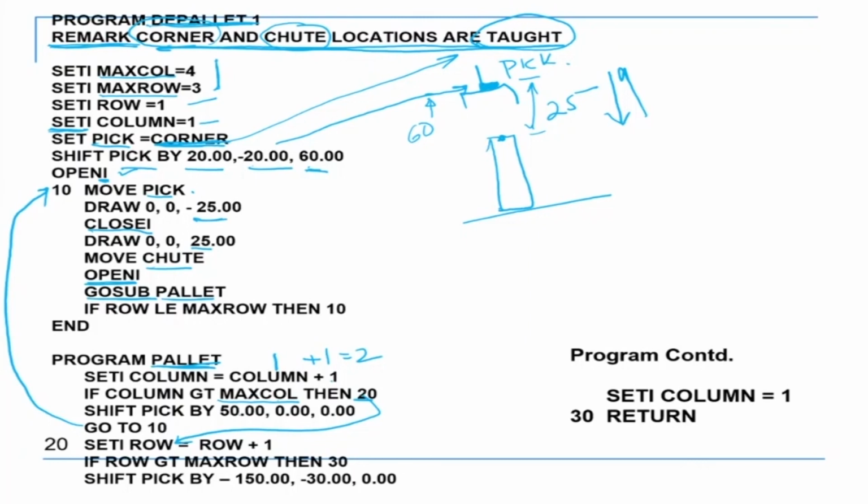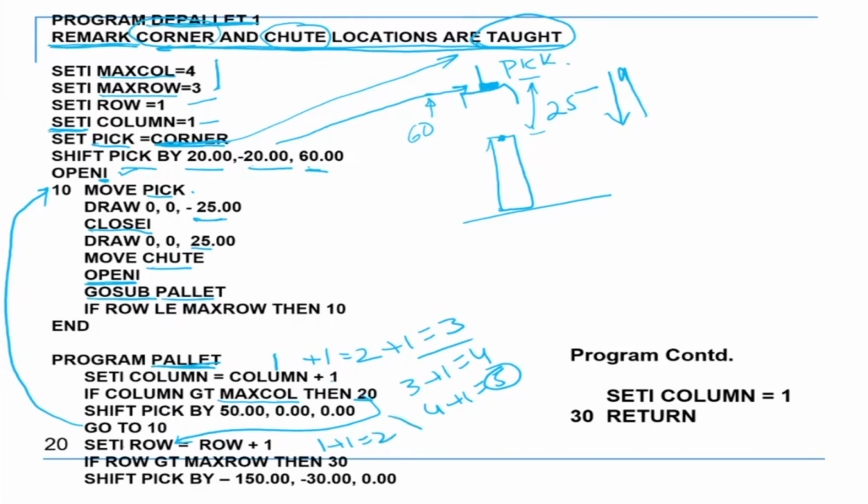So it comes back for the third object. Then it becomes 2 plus 1 is equal to 3 now. Then 3 plus 1 is equal to 4, and it does the same loop. Then 4 plus 1 is equal to 5. Now it has exceeded, so if column is greater than max column, then go to 20. So it has come here now. Set row equal to row plus 1. The row was 1, so it has become 1 plus 1 is equal to 2 now.